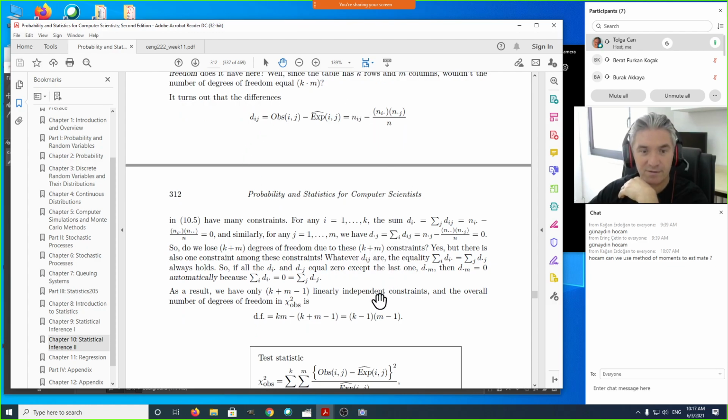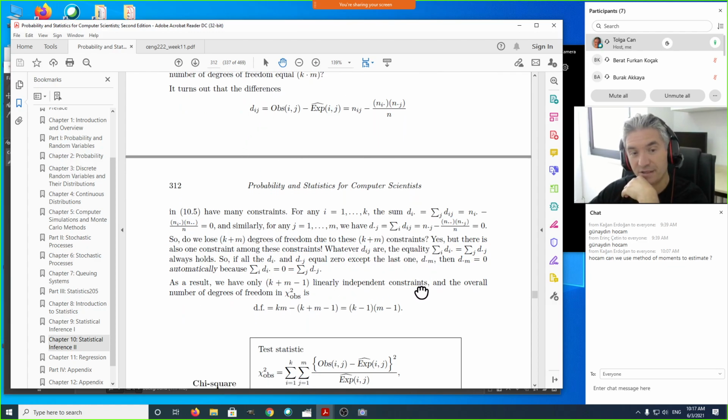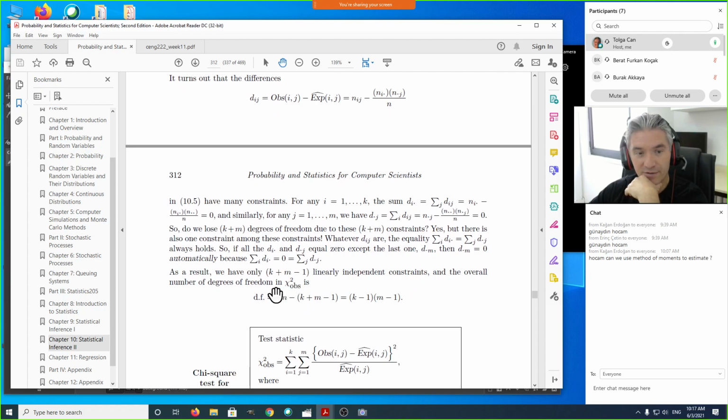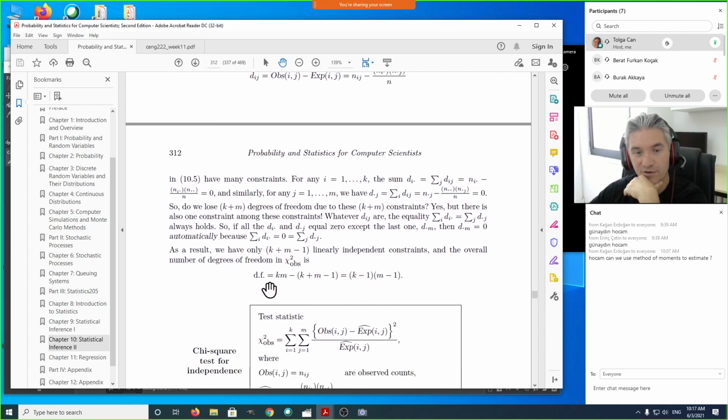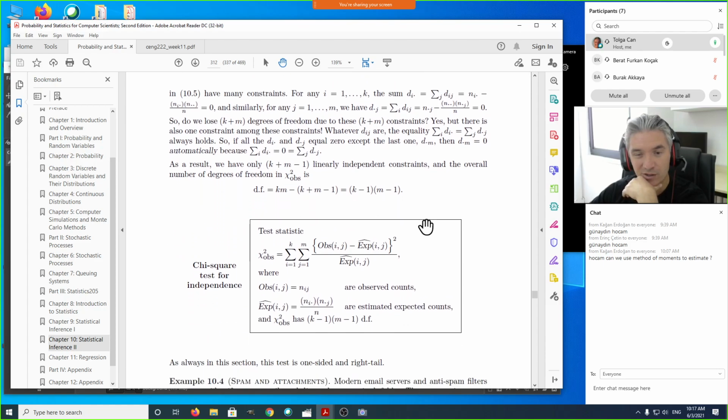So it's the detail here, how the degree of freedom is computed. We have this many linearly independent constraints, and the degree of freedom therefore becomes this one. It is the number of parameters that are estimated, how many of them are independent. So this number, k times m minus k plus m minus 1, gives us simply k minus 1 times m minus 1.